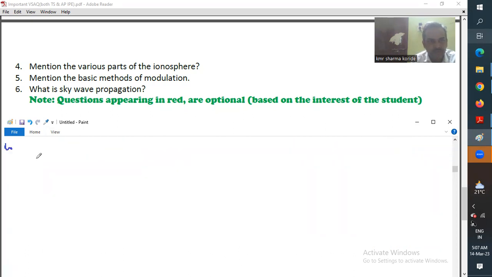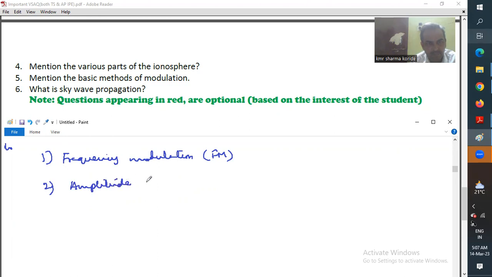Moving to the next question. Mention the basic methods of modulation. So first method, as we already discussed, is frequency modulation, that is FM. Second is amplitude modulation, that is AM. And third is phase modulation, that is PM.